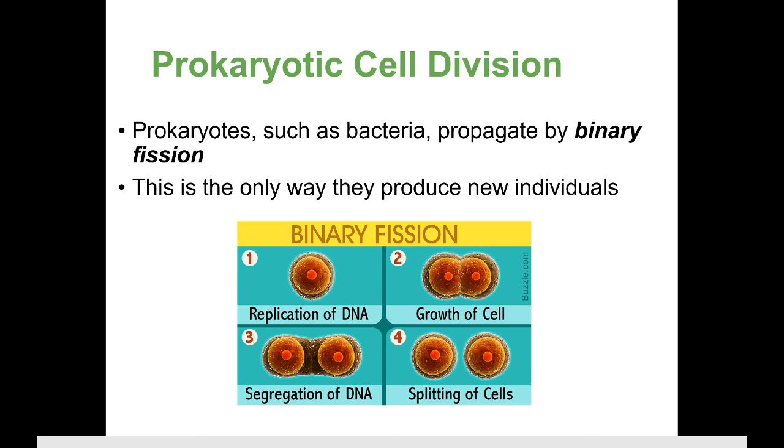It replicates the DNA. The cell grows a little bit. The DNA moves to opposite sides, and the cells split. So it's kind of a condensed or smaller version of mitosis. They are way less complicated, because if you think about a prokaryotic cell, they don't have all of their own membrane-bound organelles. So they don't have to go through as much of a complicated process as eukaryotic cells do.